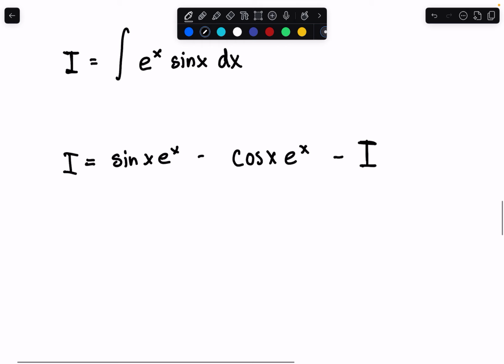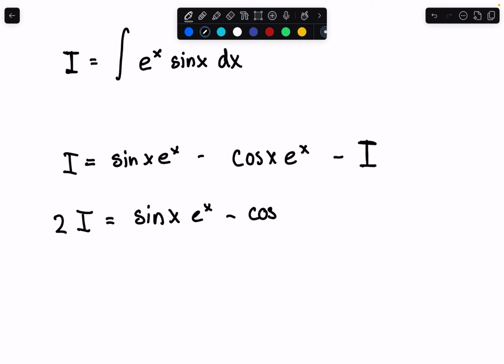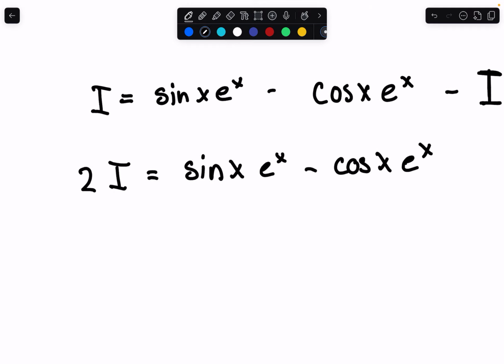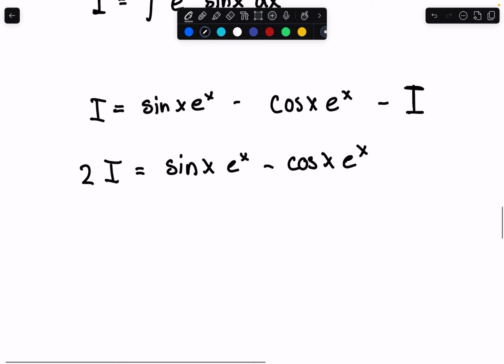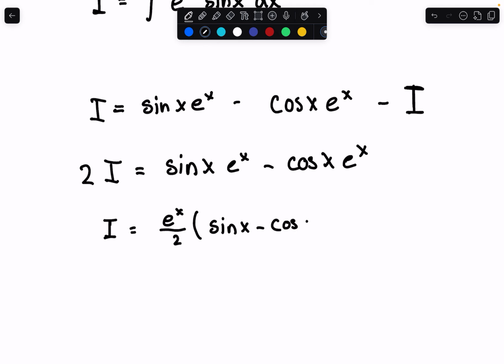So now what we can do is move this I over to the other side. So what we really get is 2I is equal to sine x e to the x minus cos x e to the x. And I is just our final answer, so we're trying to isolate for I. So if we divide by 2 and factor out an e to the x, we get that I is equal to e to the x divided by 2 times sine x minus cos x. And then you can't forget plus c.